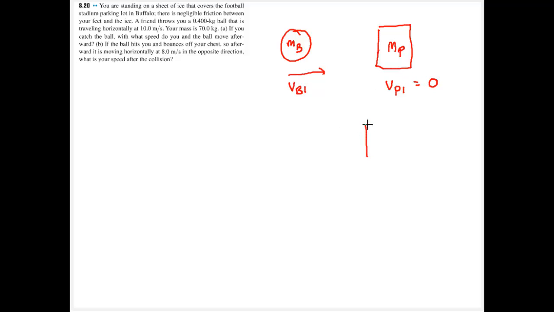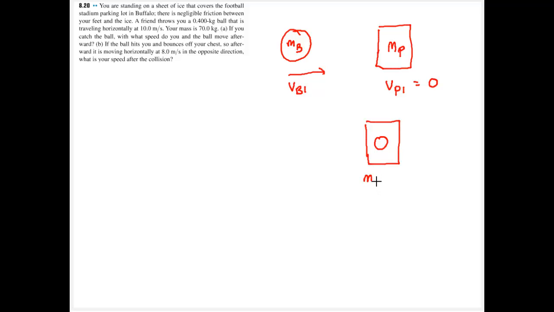Okay, take a second to read 820. This is a conservation of momentum problem where we have a ball that is traveling towards a person at some velocity. I'm going to call that VB1, velocity of the ball, 1 indicating before a collision has occurred. Here we have the person. They have some mass, and the velocity of the person before the collision is actually going to be equal to 0. After the collision occurs, the person is going to have caught the ball. Draw it kind of like that.